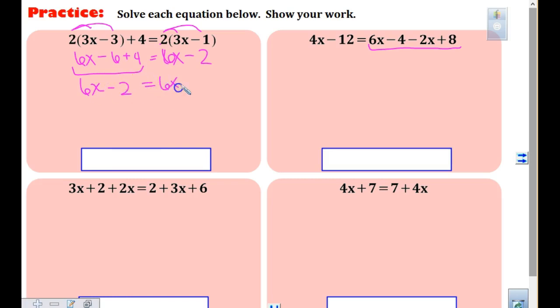Equals 6x minus 2. Now, I just want to show you guys, earlier today, I had someone say 6x minus, and it is minus 2. They got 10. Can you see what they did? And then they subtracted 6x on both sides. Do you agree that that would be our next step? Get all the variables on one side. And they got -10 equals -2.